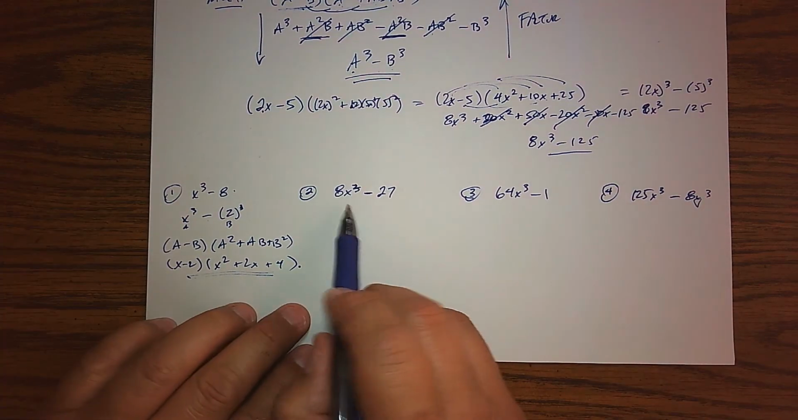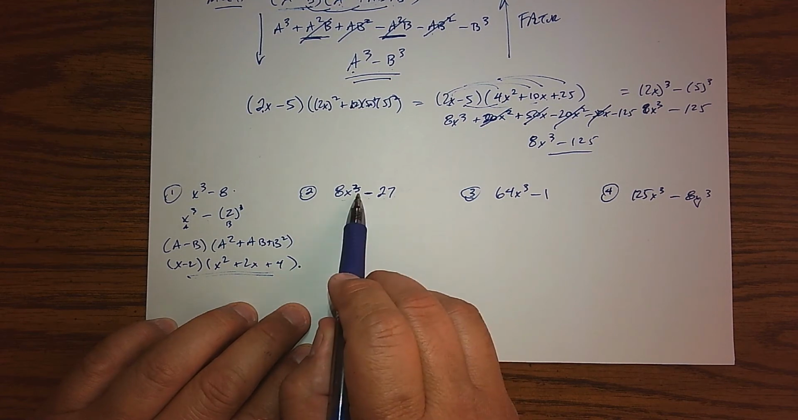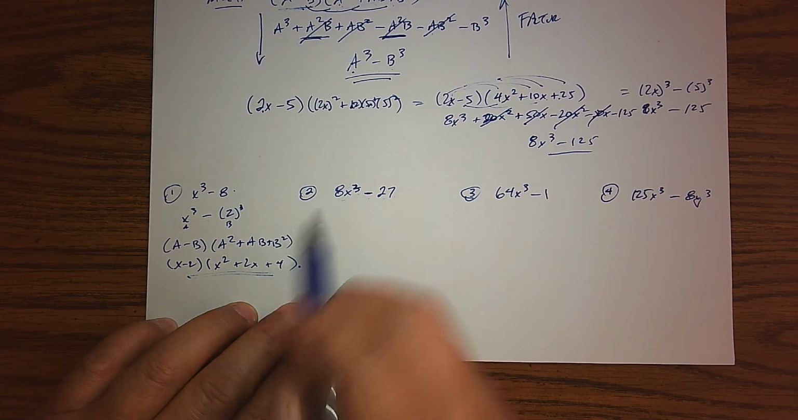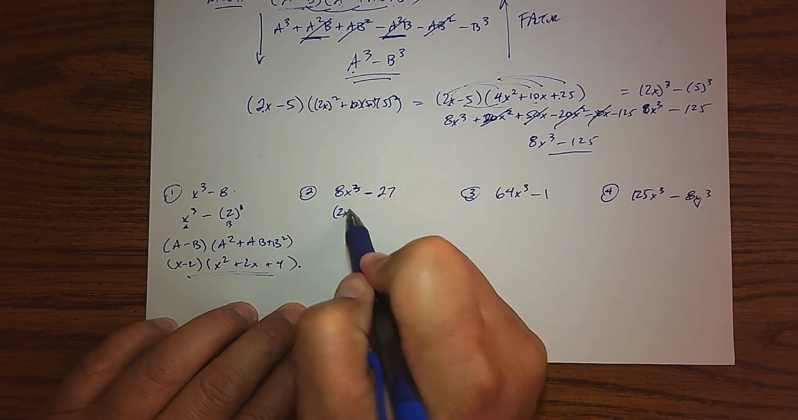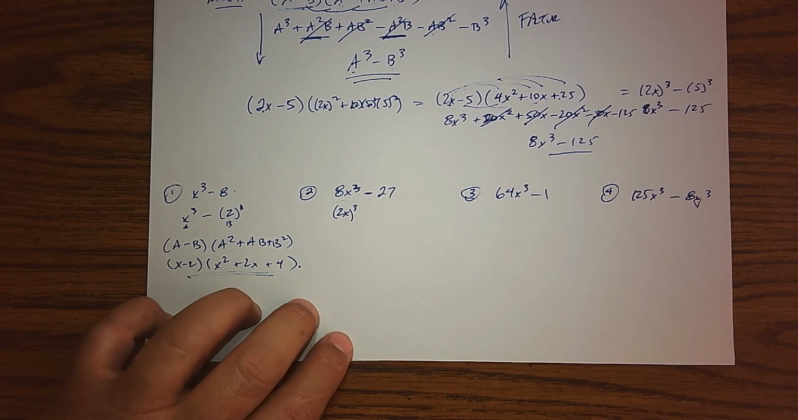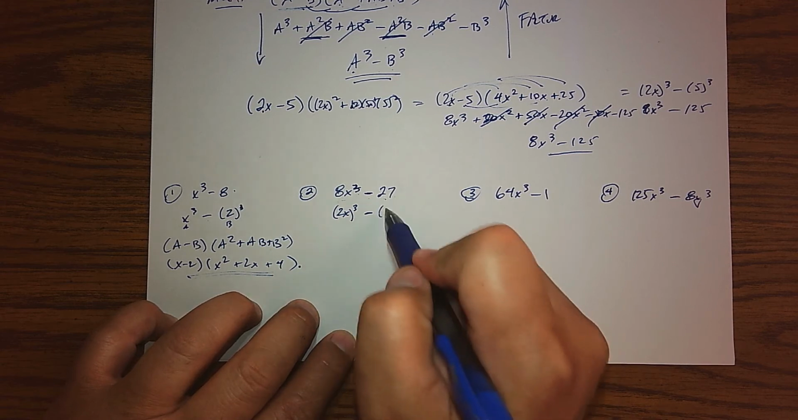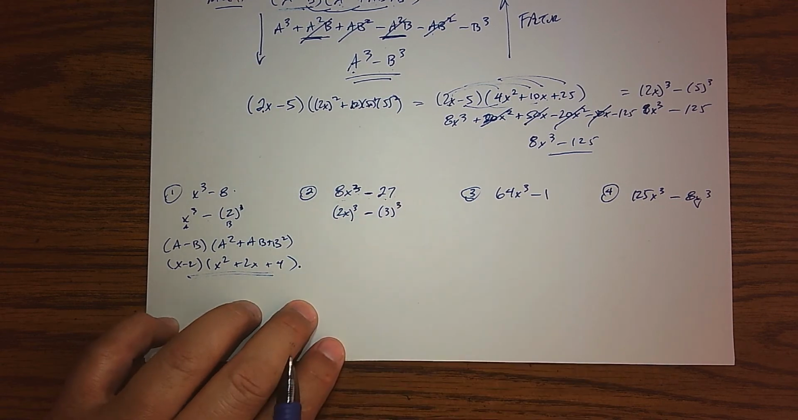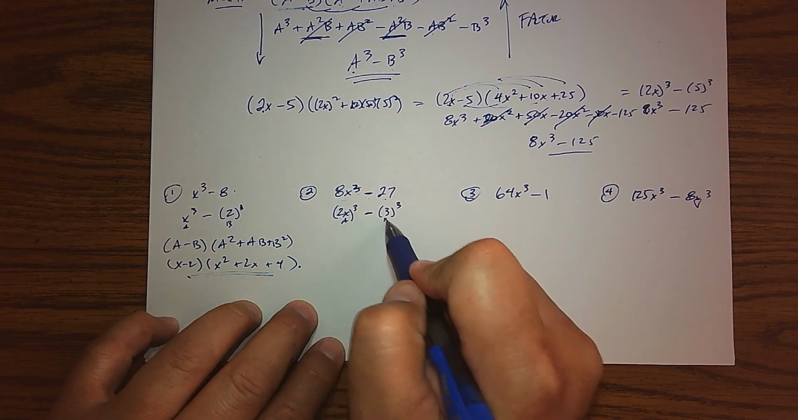Next example, again, I see a binomial, I see a difference, and I see a cube. So is this the pattern? Well, we just need to figure out what term is being cubed here. And out front there, the base is 2x, and it is being raised to the third power. So far, so good. 27, right? Well, that is 3 cubed. So we truly have the difference of 2 cubes. So here's your A, and here's your B.